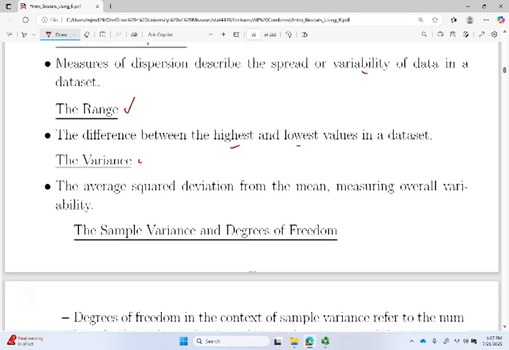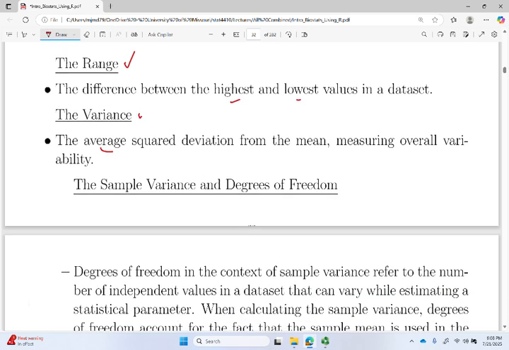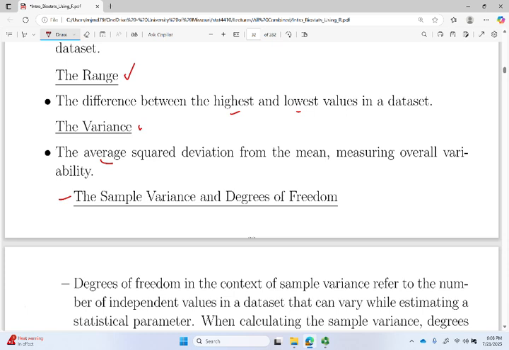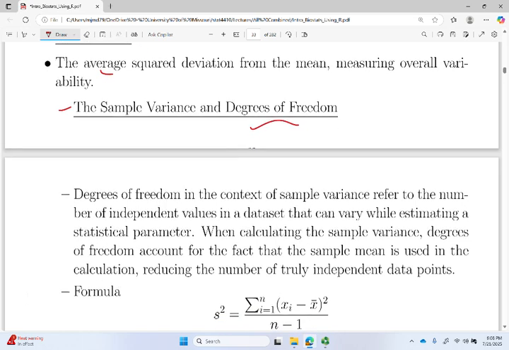The next one is called the variance, and it is precisely the average squared distance from the mean. Each observation's distance from the mean squared, averaged. That's the variance. Now the sample variance, you'll often hear people describe it as the average squared distance from the mean adjusted for bias. And that adjustment for bias deals with the degrees of freedom associated with it.